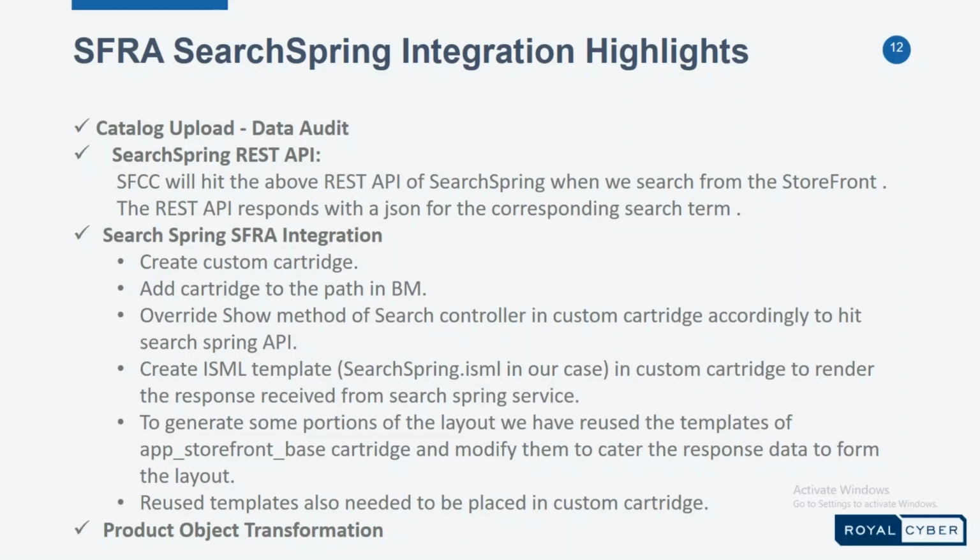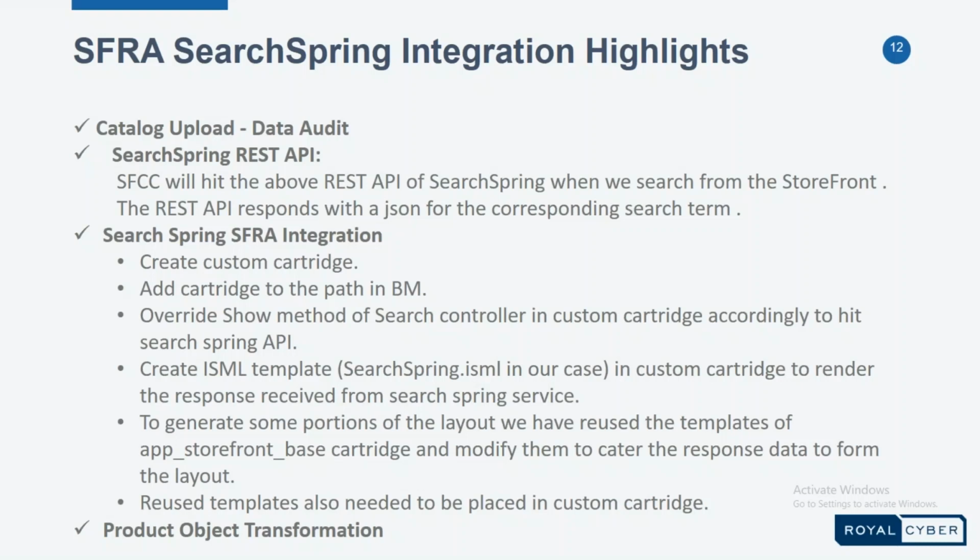So for our SFRA integration with SearchSpring, we created a custom cartridge. Once the cartridge is created, we have to add it into the Business Manager, into the site cartridge path, so that the site can pick up that cartridge and our flow will go from there. Out of the box, the storefront base cartridge already has a search controller with a show method. One more thing with SFRA is we can extend the cartridge by overriding and extending. In the search controller, we overrode the show method and implemented our own functionality to hit the REST API of SearchSpring and get the response.